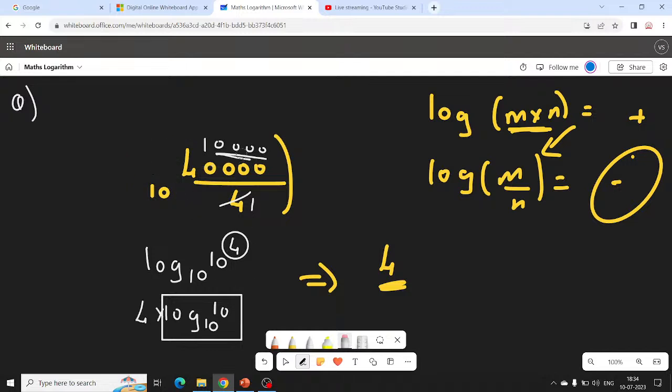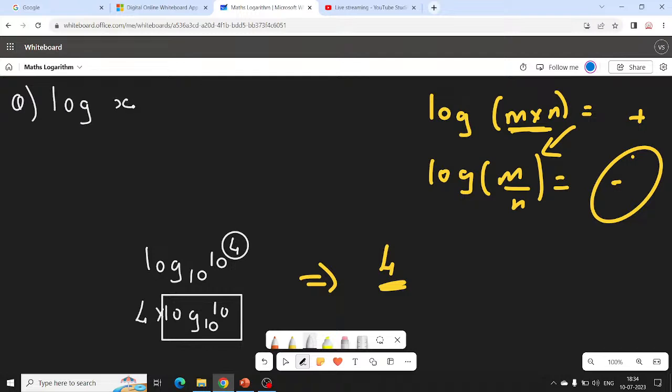Take down the next question. Log x to the base 9 minus log 9 in bracket write down x by 10 plus 1 by 9 is equal to 1. We have to find the value of x.